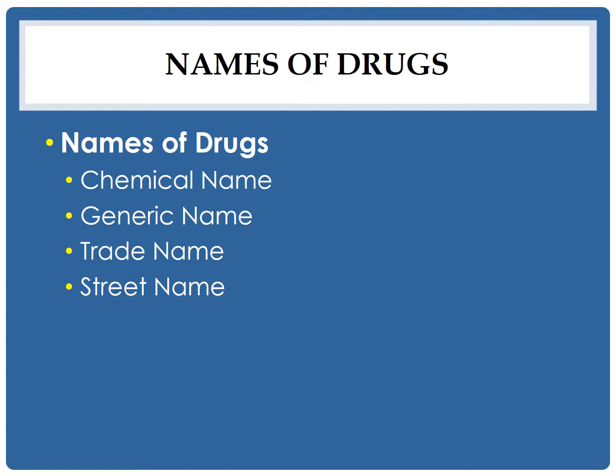Finally, the street name is common for recreational drugs that are sold on the street. It's what drugs are known as colloquially. So in Valium's case, it'd be known as downers or tranks or something along those lines.